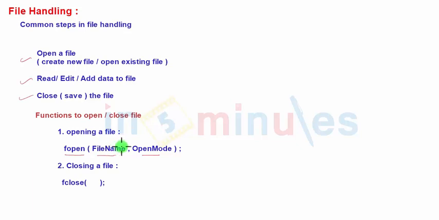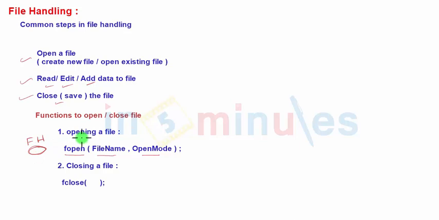Now fopen function does one more task. It opens a given file in a given mode and it gives one pointer to you. It returns or it generates one pointer. That pointer is called as file handle. Now why it is called as file handle? Because once you open a file, to do any operations like reading, editing, adding data to file, even closing a file, we need to use this handle, that is that pointer.